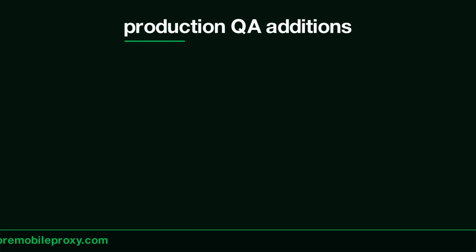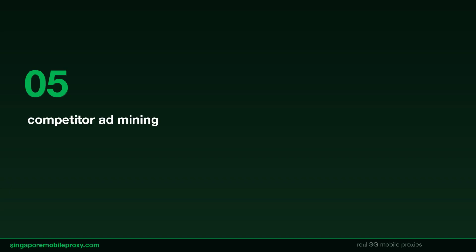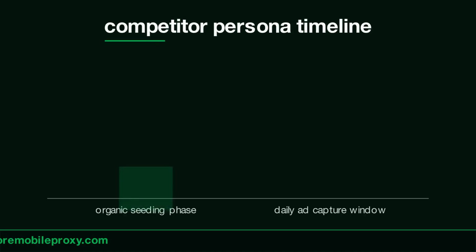Competitor ad mining. Mining competitor ads through proxies is a discipline. The persona has to look real, the activity has to be plausible, and the capture has to be patient. The pattern that works: 1 persona per category, 2 weeks of organic seeding. Browse the category, follow some creators, like a few posts, then a daily pass through the persona's feed for 30 to 60 days to capture the ad rotation.